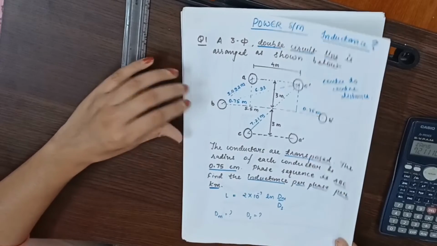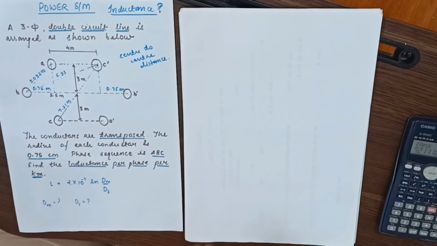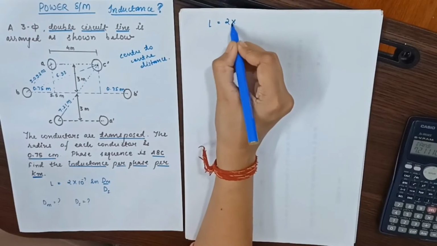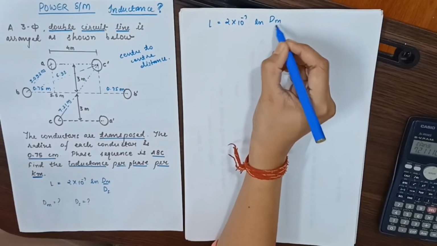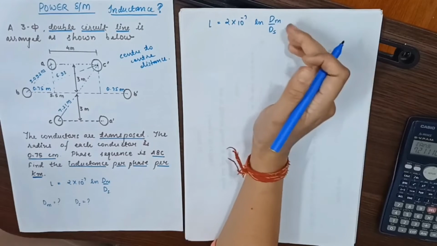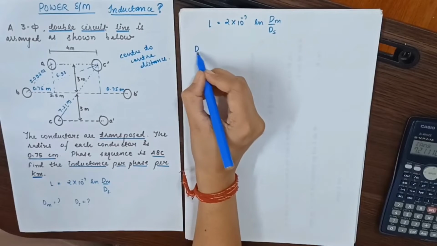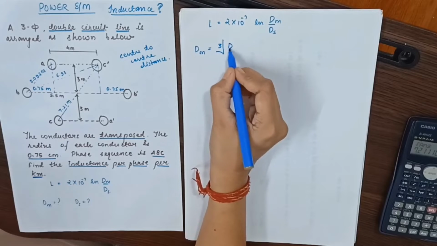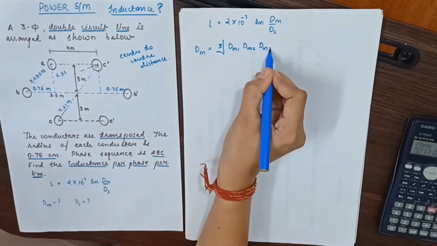Now let me again write the inductance formula, which is L is equal to 2 into 10 to the power minus 7 ln Dm by Ds. Dm is mutual GMD, Ds is self GMD. Now how to find Dm? Dm is the cube root of Dm1, Dm2 and Dm3.